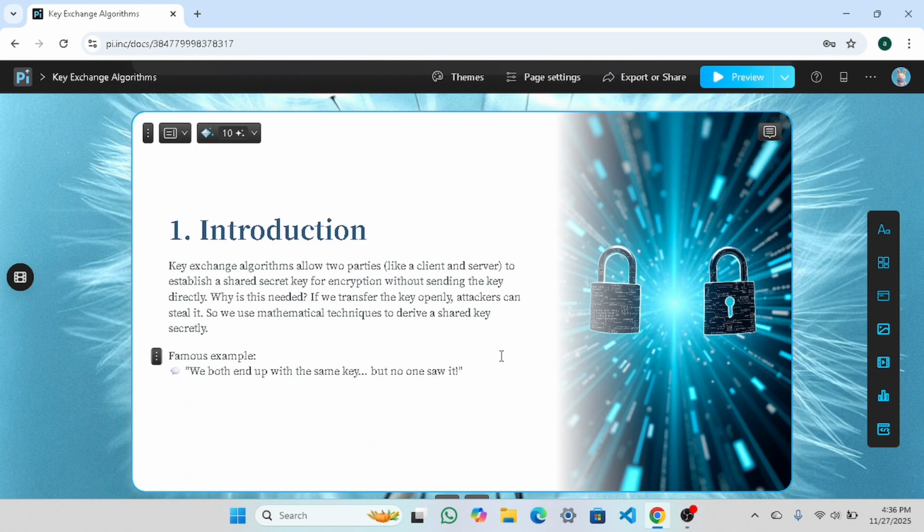Moving towards the introduction, key exchange algorithms allow two parties, like a client and a server, to establish a shared secret key for encryption without sending the key directly. If we transfer the key openly, attackers can steal it, so we use mathematical techniques to derive the shared secret key. We both end up with the same key. So this was a little bit of introduction. I hope the introduction part is clear.